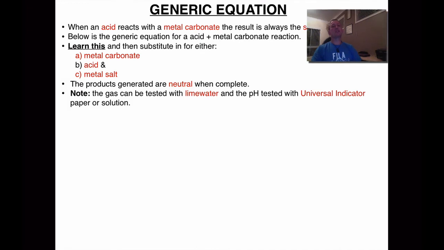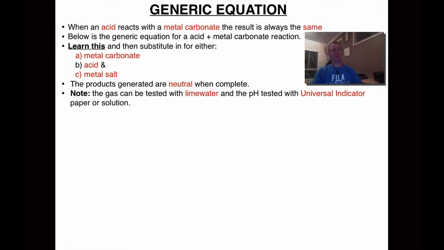Okay, so what's the generic equation? Well, the generic equation is just the same as what we've done before. We start off with an acid, which is joined with a metal carbonate. However, in this case, we're going to have 3 products which are going to be generated: carbon dioxide, water, and then the metal salt.